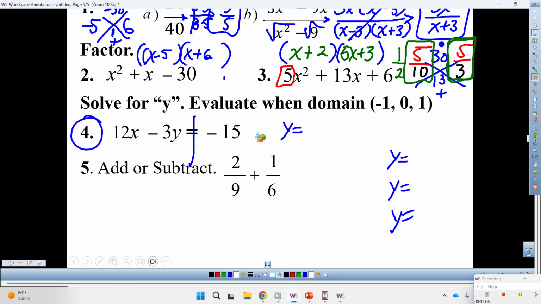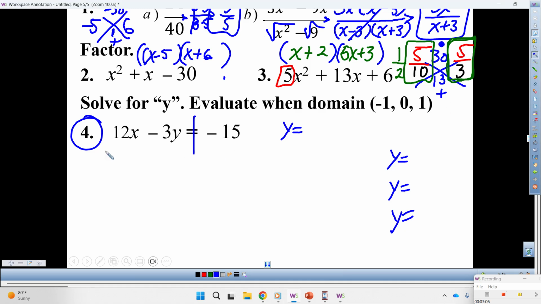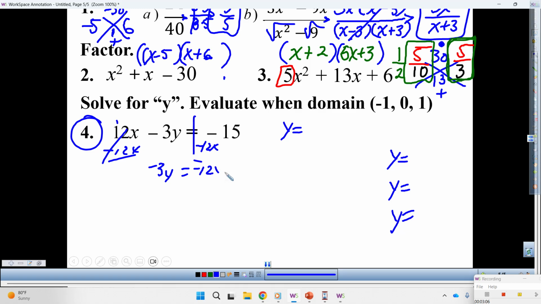All right, let me go over this one more time. This is basic stuff, guys. Minus 12x, minus 12x. Negative 3y equals negative 12x minus 15. Divide by negative 3. Y equals 4x plus 5. Hands if you got that.